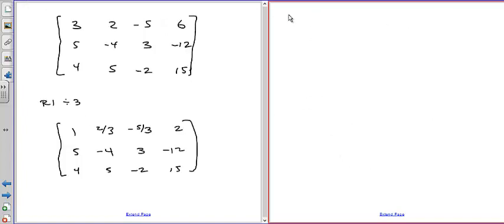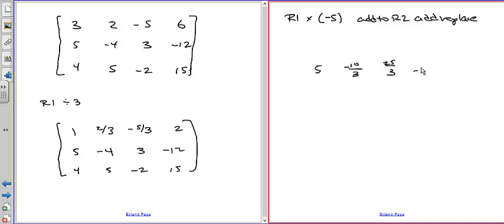Okay, now that I've got a 1 here, we're going to take row 1, multiply by negative 5, add to row 2, and replace. So let's multiply row 1 times negative 5. So you're going to have 5, negative 10/3, so 2 times negative 5. Then we're going to have positive 25/3 and negative 30. Let me double check on this, because you make one mistake and you're out of luck. So you got to be really careful about this.